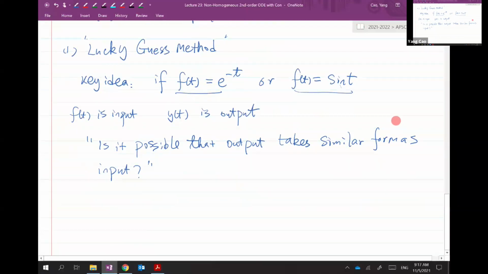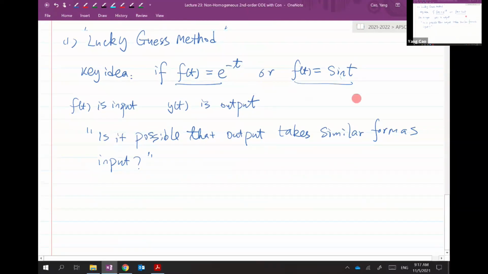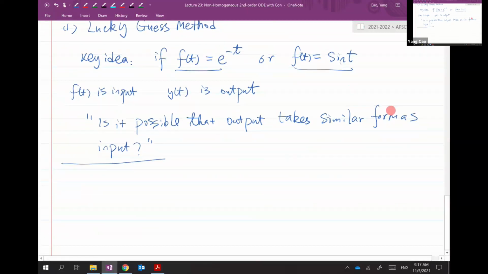Because you're looking for a particular solution, I don't need a general one. So long as I can find one particular solution, then I can use it to construct the general solution. Okay, so the following are the detailed rules or steps we should follow for this method of undetermined coefficients.